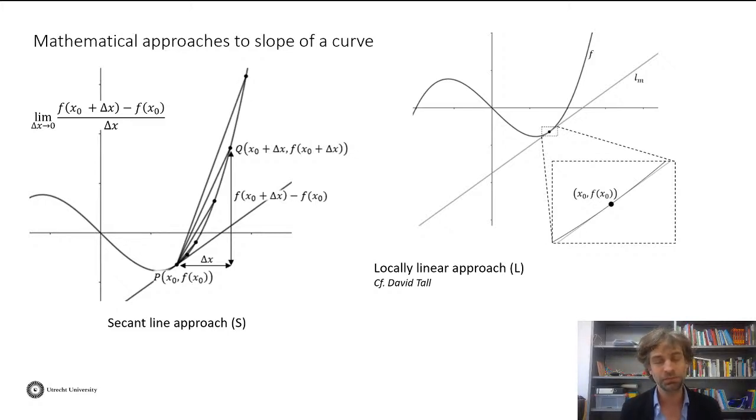So the first one, this drawing here should look familiar. We see all these different secant lines, and the point to the right is moving closer and closer to the other one. And the slope at the point is simply defined as the limit, as delta x goes to 0, of f of x plus delta x minus f of x 0, divided by delta x. This is the familiar one, but I would like to point out that in all the lessons that I did for the study, never ever, strangely enough, did this come up.